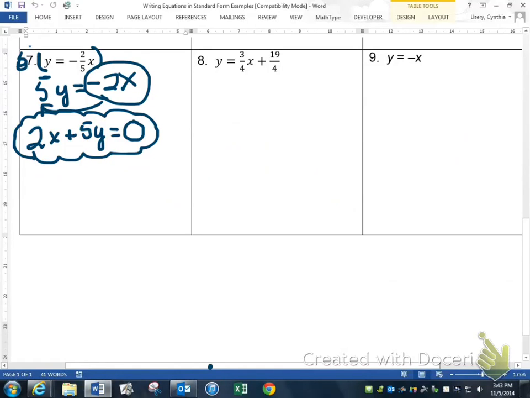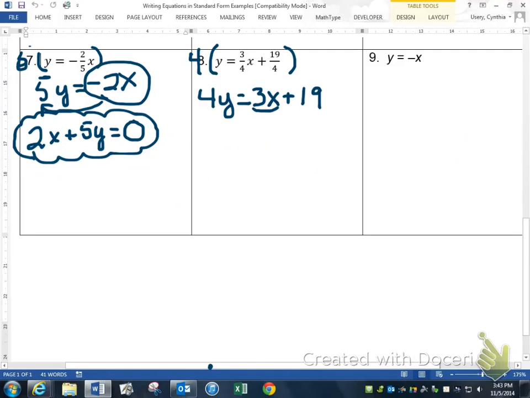Okay, number 8. I have two fractions. Both of them have a denominator of 4, so I want to multiply everything by 4, and it's going to clear out both those fractions. Okay, when I multiply by 4, I get 4y equals 3/4 x times 4. The 4's cancel, so that ends up being 3x. 19 over 4 times 4, the 4's cancel, so it's plus 19.